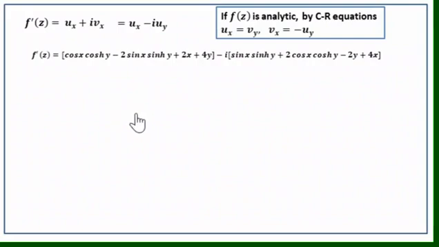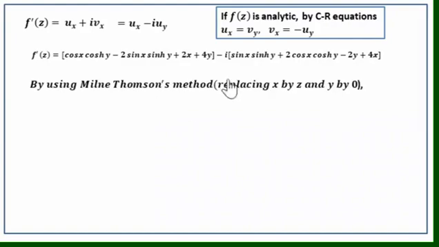By using the Milne-Thomson method, we can get f dash of z. See here, this is a function of x and y, right? f dash of z is now a function of x and y. In order to get f dash of z as a function of z, we use the Milne-Thomson method, and we have to replace x by z and y by 0. So replace x by z, y by 0.